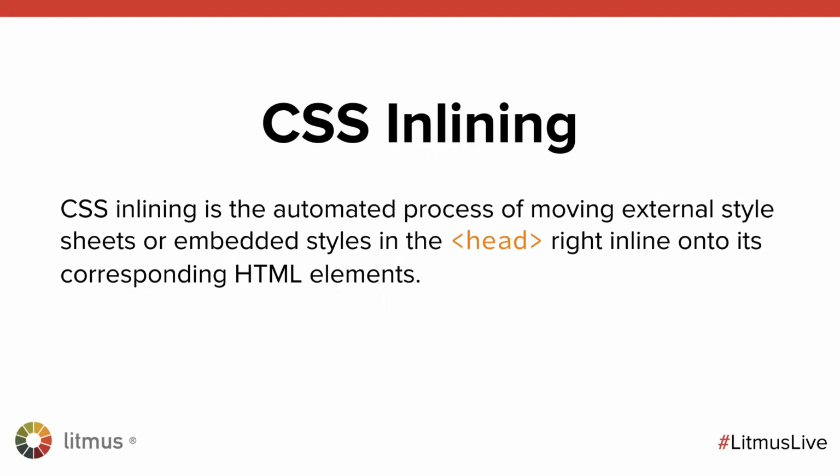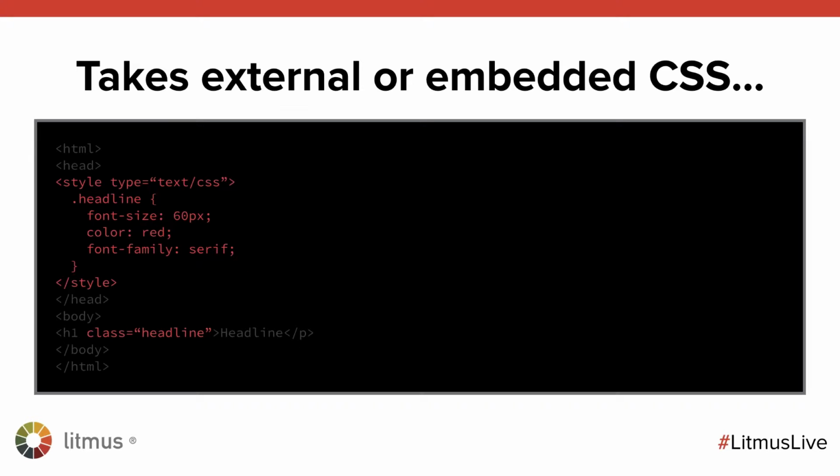If we take a look at a piece of code, this is an example of embedded CSS, but this could also be external. Here in our CSS, in the style block, we have a class of headline, and down in the body of the document we have an h1 tag, so basically a heading, with a class of headline as well. These two are related, and in order to get this to work in Gmail, what we want to do is take all of that CSS of headline and move it from being embedded to right inline.